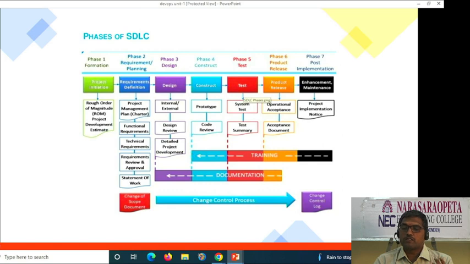Then comes the testing. You have to test whatever code you have written. There is system testing, where you test the system and summarize your test. Then comes the product release. After the testing, the performance test and acceptance test are done, and alpha testing and beta testing are completed. Then you release the product to the customer.